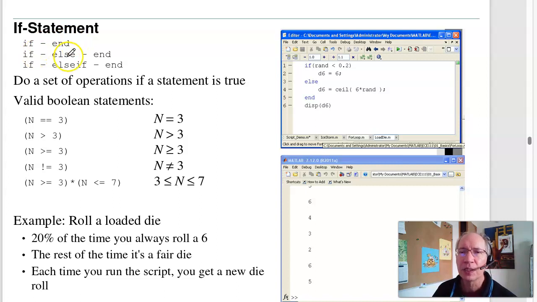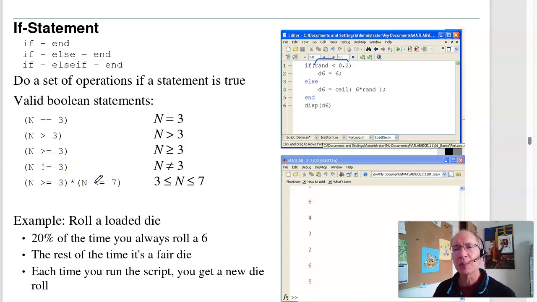There's also if then else. If the statement is true, execute the following code, otherwise execute this code, end. And you can also have else if. Now the stuff in here has to be a Boolean operation, true and false. That could be like if n's equal to 3. Here in Matlab, double equals is compare. Single equals is assign. That's true in C, that's true in Matlab. There's greater than 3, greater than or equal to, not equal to, bigger than 3, and less than 7.